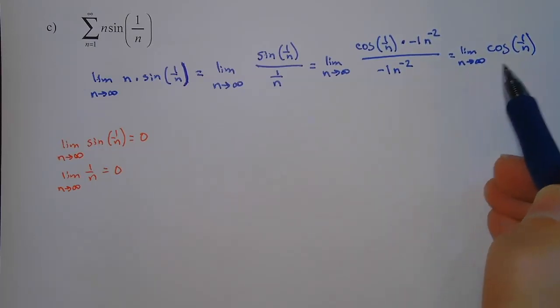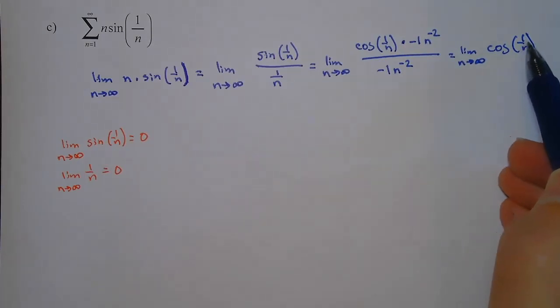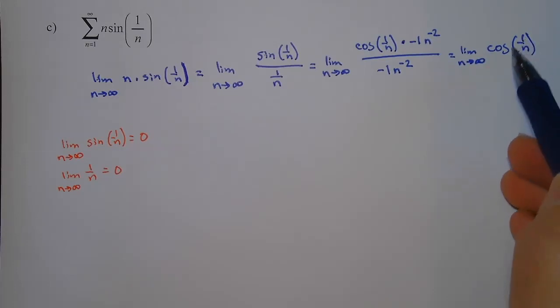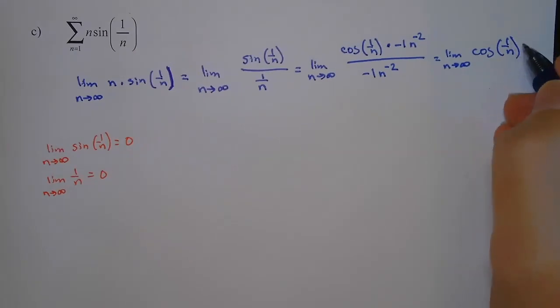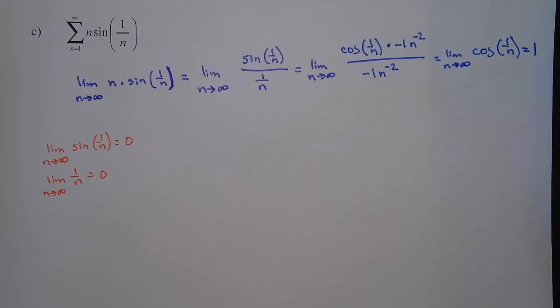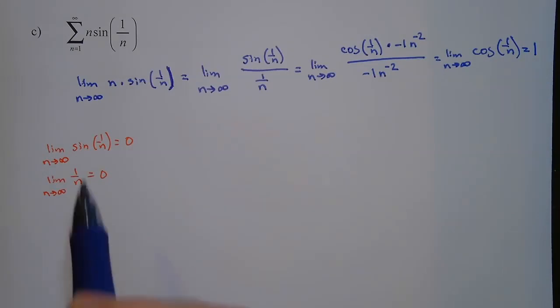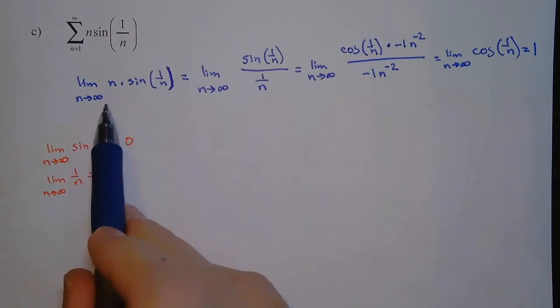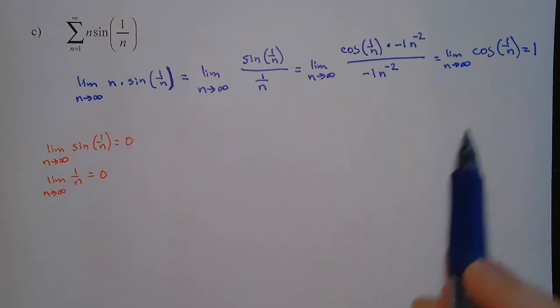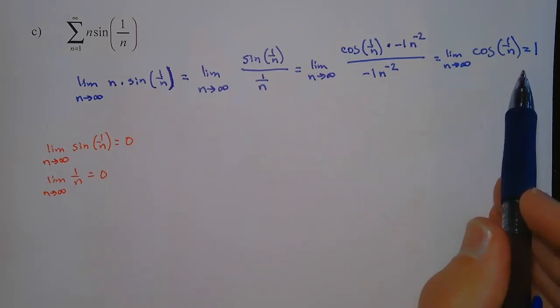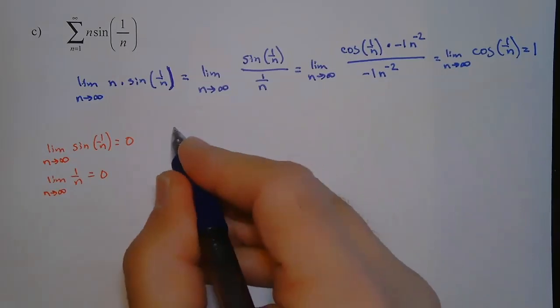Now, as n goes to infinity, this is 1 over a big number, and 1 over a big number is 0. Then cosine of 0 is 1. So this turns out to be 1. What does that mean? Back to the original, we did the limit as n goes to infinity, and if it doesn't equal 0, which it doesn't, then we know it diverges by the nth term test.